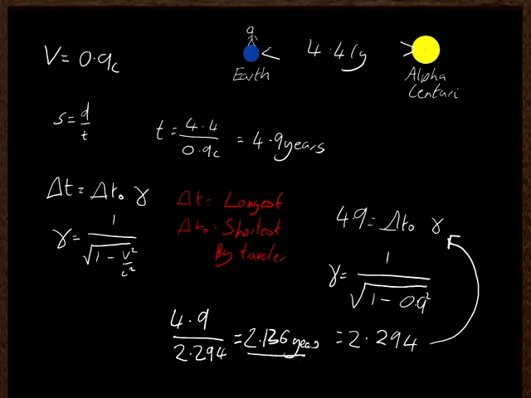Okay, so the person on the spaceship only experiences, between leaving the Earth and arriving at Alpha Centauri, 2.136 years, which is considerably less than the 4.9 years experienced by the person who's stationary on Earth, or indeed they could be stationary next to Alpha Centauri. It's a star, so they couldn't be on it.